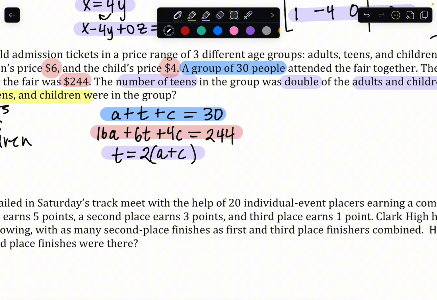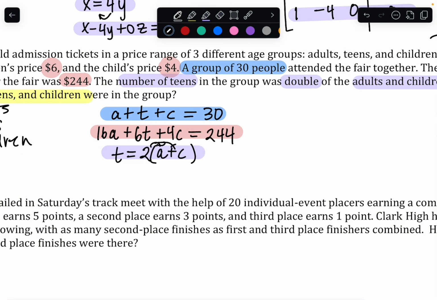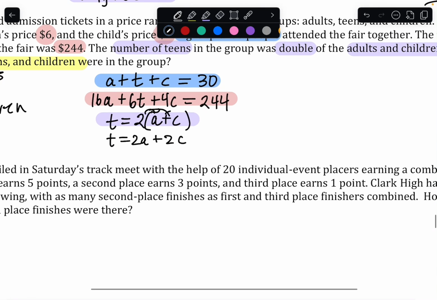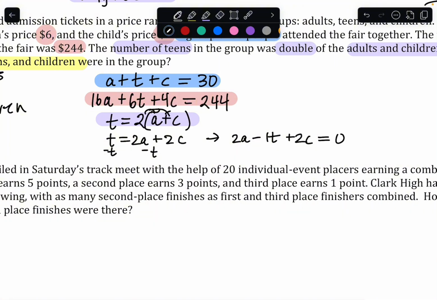Okay, so first step we have to do is distribute the 2. And then you can move the 2A and the 2C over, or you can move the T over. And so that would give me, let's write the A first, 2A minus 1T plus 2C, and then there's nothing left on the other side, so equals 0.